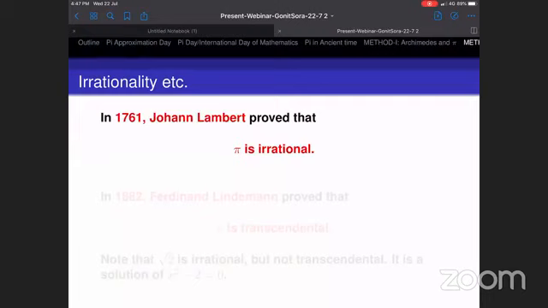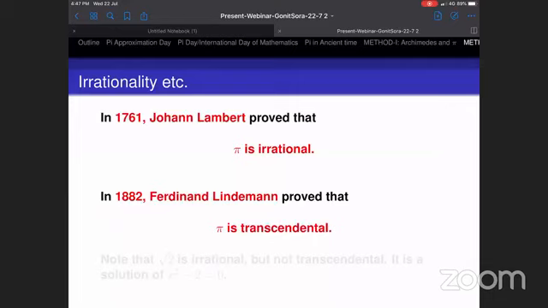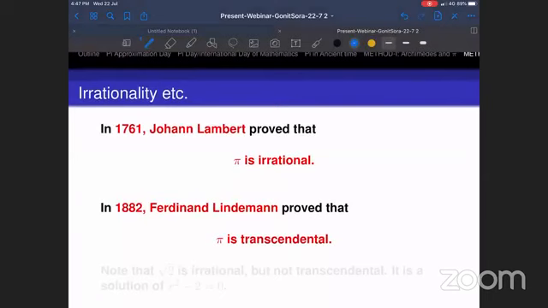Only in 1706 it was used for the first time. And in 1761, I already told you that Johann Lambert proved that pi is irrational. And pi is a special type of irrational number because it is also transcendental. Not only irrational, it is transcendental. And it was proved by Ferdinand Lindemann in 1882 that pi is transcendental.